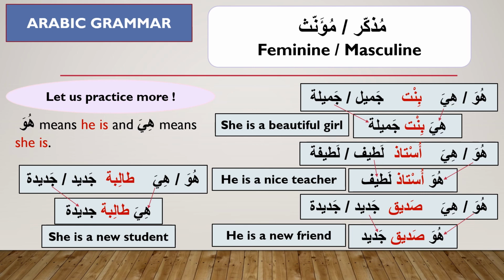So remember, in the Arabic language, we pay attention to the gender of the noun to choose the right pronoun, the right adjective, the right predicate, the right verb to use with the noun.